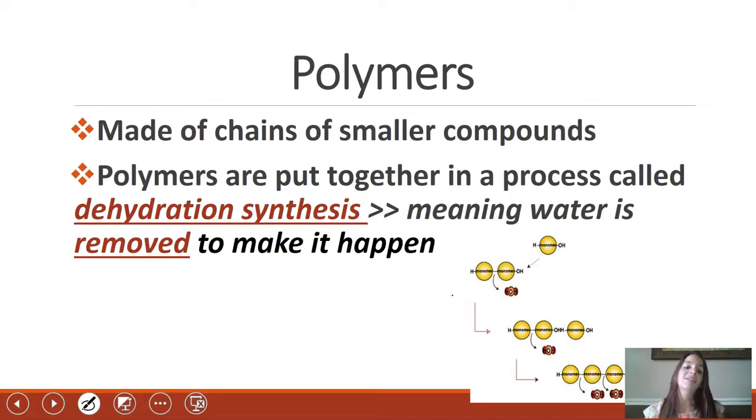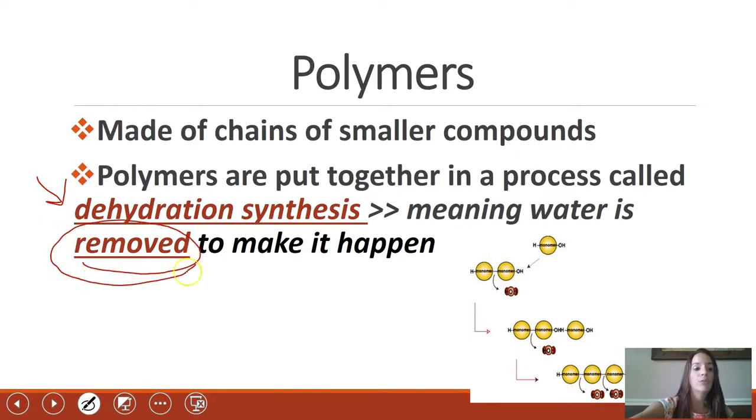Polymers are constantly being put together and taken apart by our bodies. They're put together through a process called dehydration synthesis. When you think of the term dehydration, you're thirsty, maybe it's hot outside, you've been working out, you've been at practice. Dehydration is losing water. In dehydration synthesis, water is removed to make this process happen. Two polymers are put together and you get an OH off of one and an H off of the other, and that combines to make water.